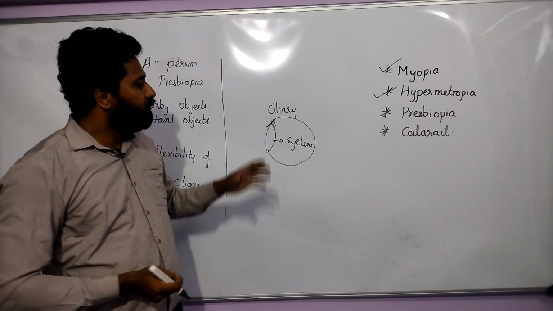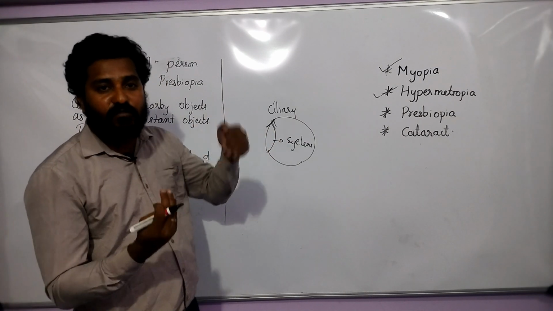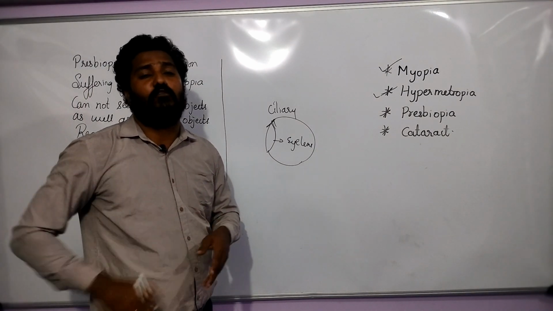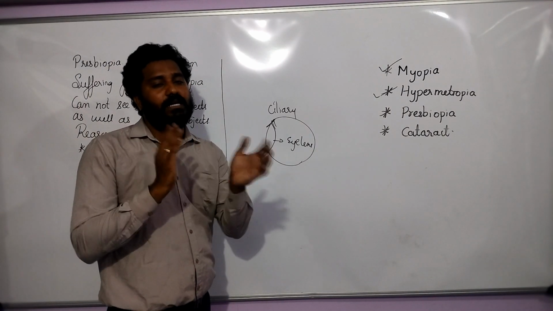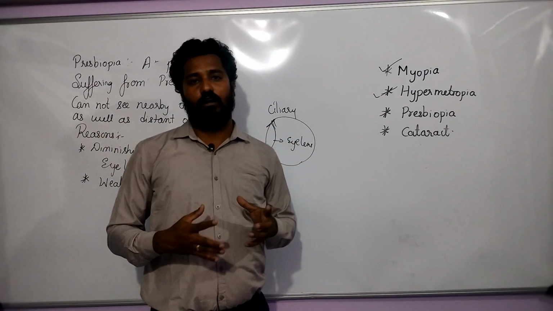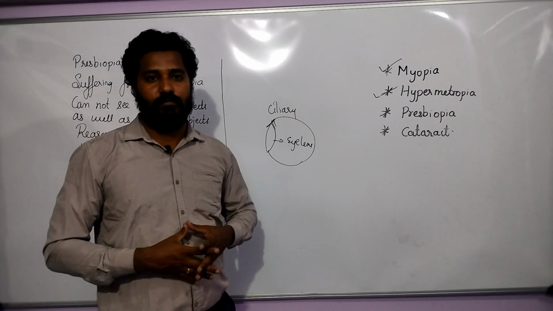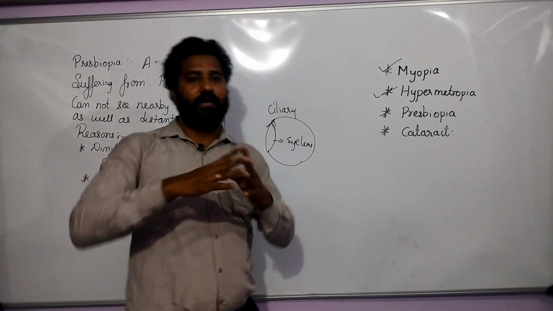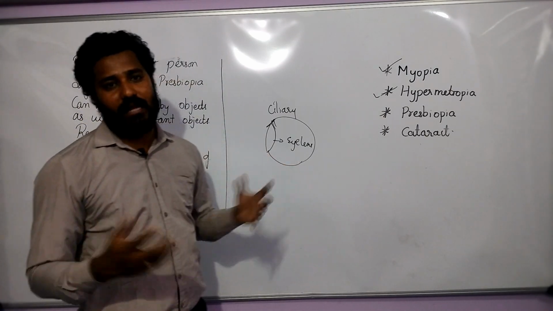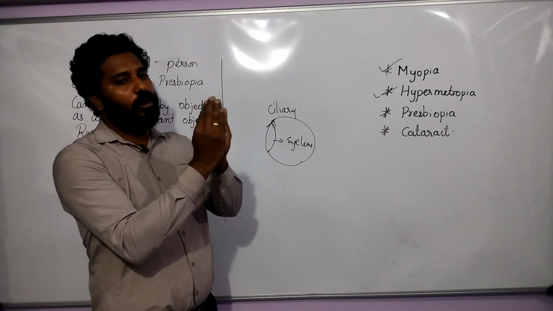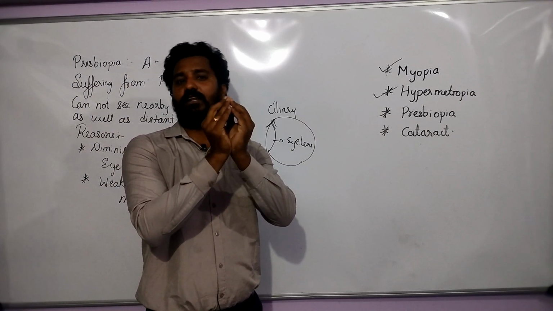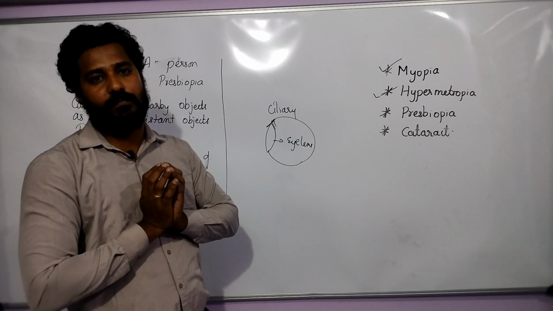So by that time, the eye lens cannot adjust the focal length, and there is diminishing flexibility of the eye lens. So what do you mean by flexibility? Flexibility means movement. When you do yoga, our body becomes very flexible, in the sense we can bend in either way, whichever way we want. That is called flexibility. The eye lens has to be very flexible to see nearby objects as well as distant objects.